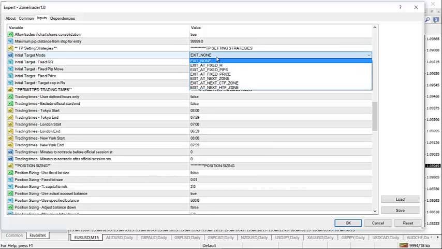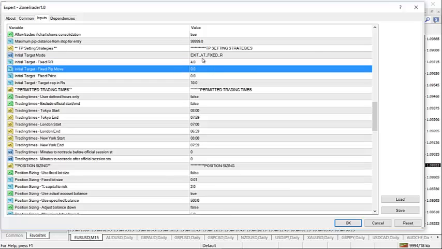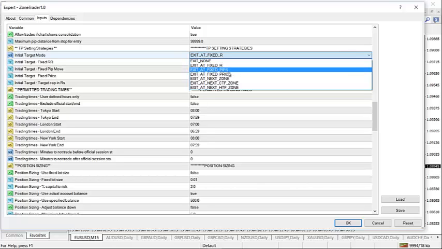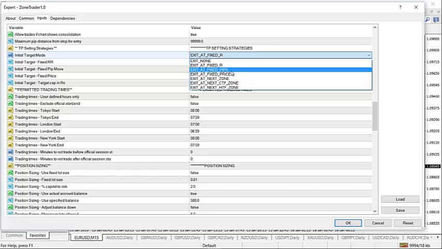Now, this may not always be what you want to do. You can change it to be exit at a fixed R, R being the distance of your entry to the stop. So you may want to set your take profit to be 2R or 3R or 4R, whichever value you enter. In which case you just select fixed R and select whatever multiple R's you want, and it will set the take profit value accordingly. A few other values you can do similarly as fixed R. You can do fixed number of pips. You may just want to be doing 100 pips if you're doing an intraday trade, possibly on a medium time frame such as the 1 hour or even the 4 hour.